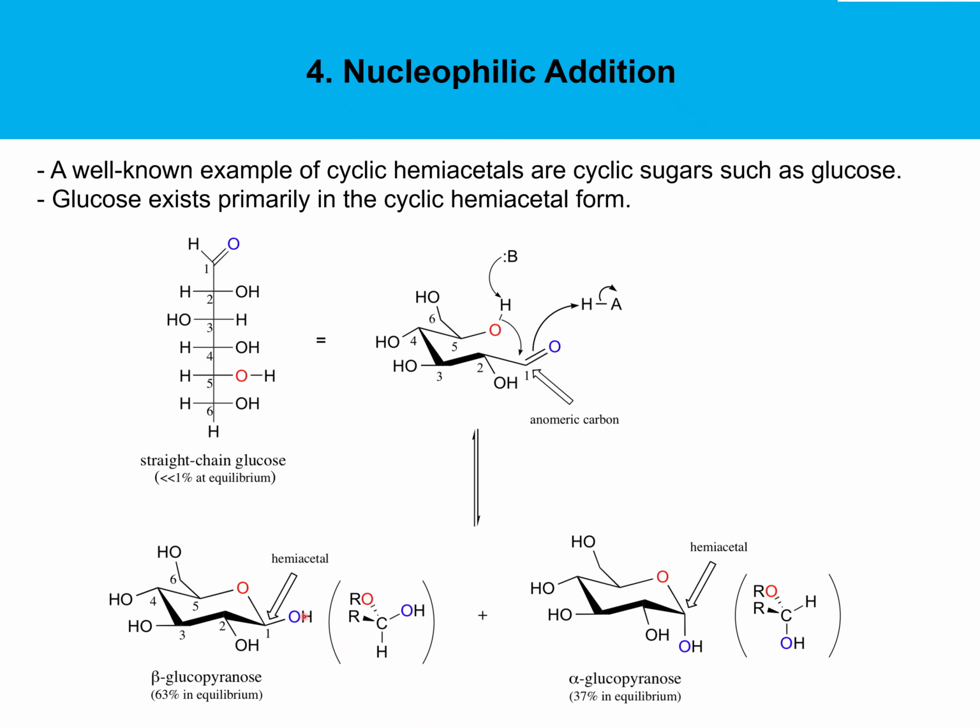This OH can be equatorial, as shown here, or it could be axial, as shown here. As we know from Organic Chemistry 1, equatorial is usually favored, and so it's no surprise that at equilibrium, 63% of all molecules will be found in this conformation, where the OH is equatorial. Only 37% will exist with the OH being axial, and then less than 1% will exist in this open form.